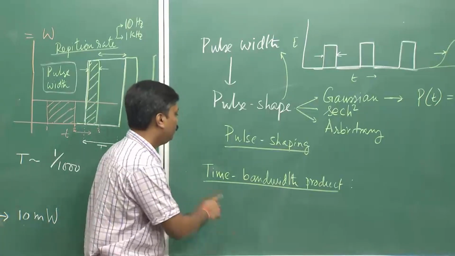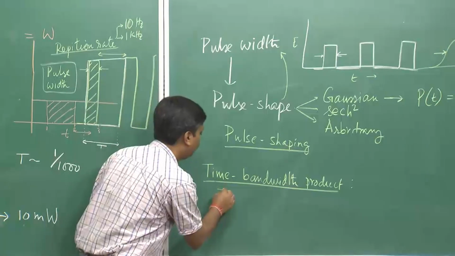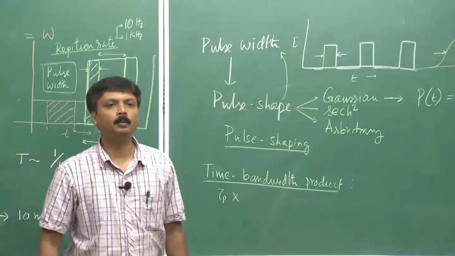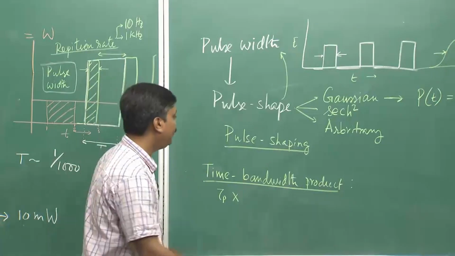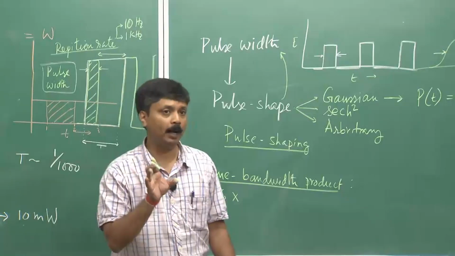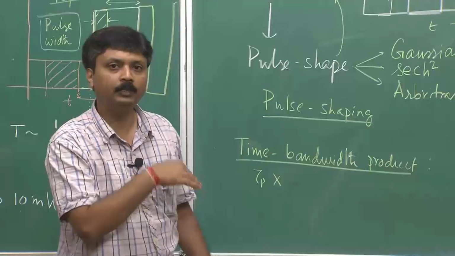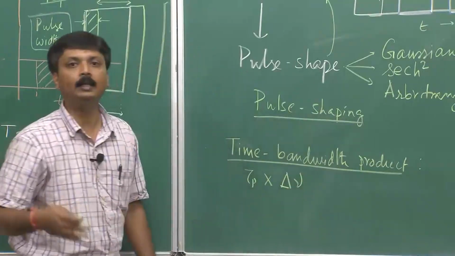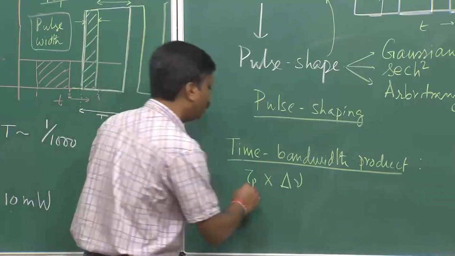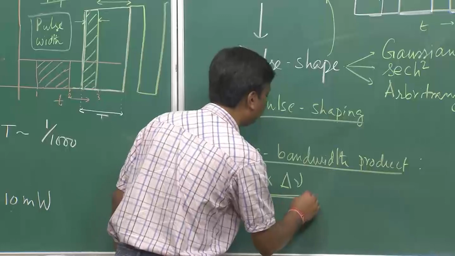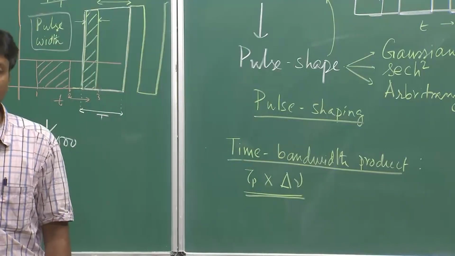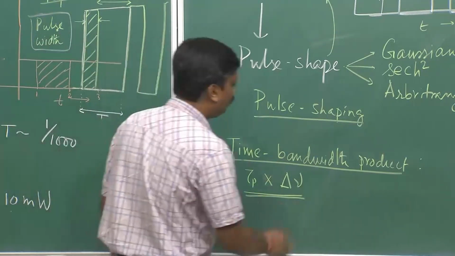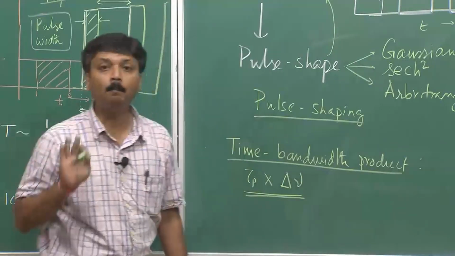So this time refers to the pulse width, multiplied by the spectral bandwidth. We have talked about the spectral bandwidth quite rigorously in the last few classes. We call it delta nu, or delta lambda if you talk in terms of wavelength. This quantity is of tremendous importance. These values also depend on what kind of pulse you are using.